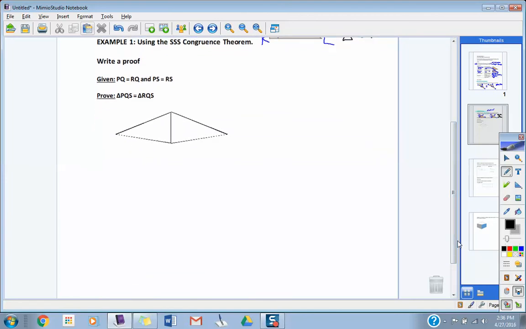All right, using the side, side, side congruence theorem, it says to write a proof. Help me with vertices. What's over here on the far left? P, Q, R, S. All right, and I believe there's some information that they give us. First of all, given is the distance PQ is equal to the distance RQ. So if PQ and RQ are equal, then boom, there's the tick mark. They also tell you that PS is equal to what? RS. So it'd be 2 different tick marks.